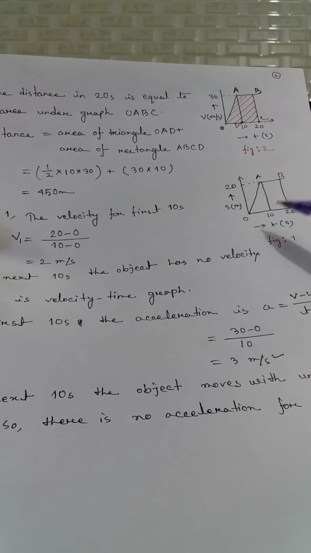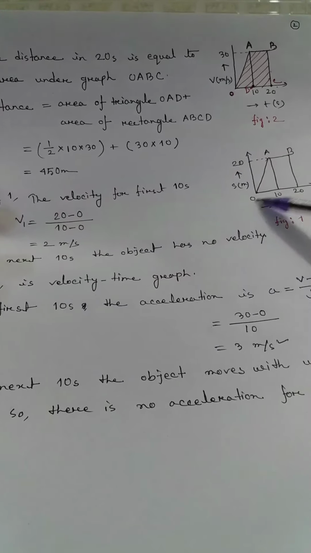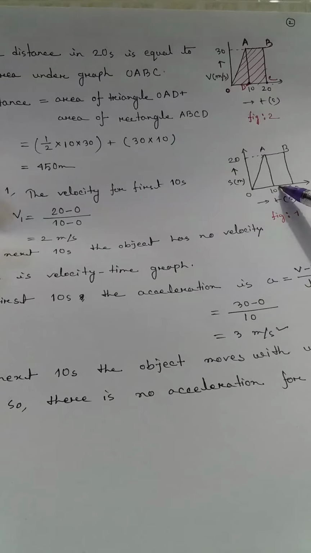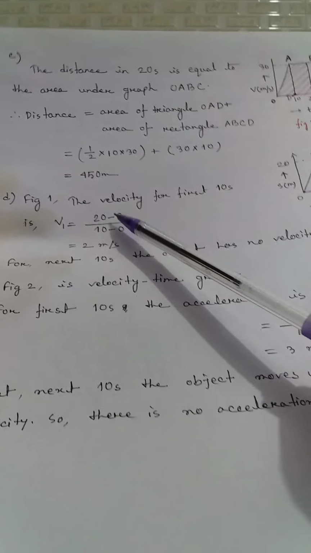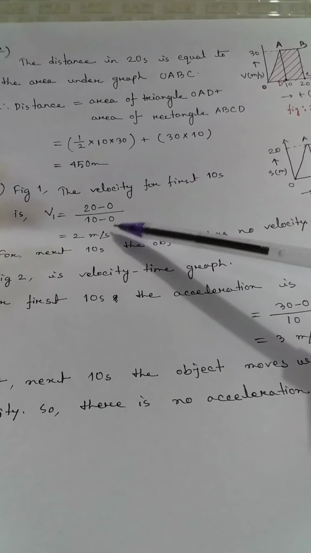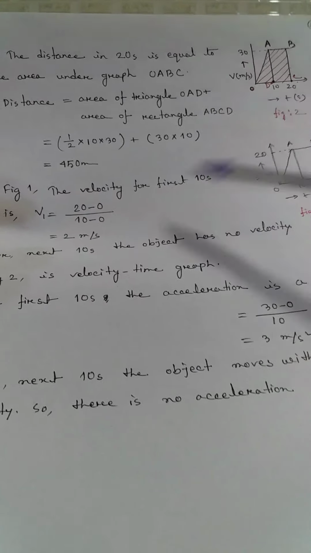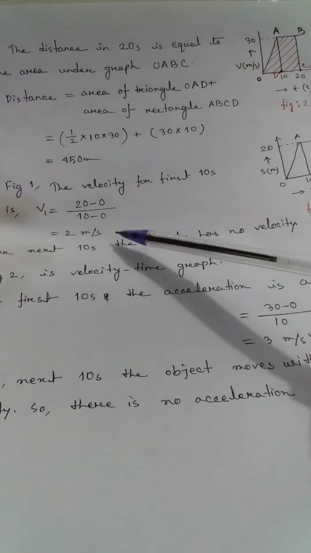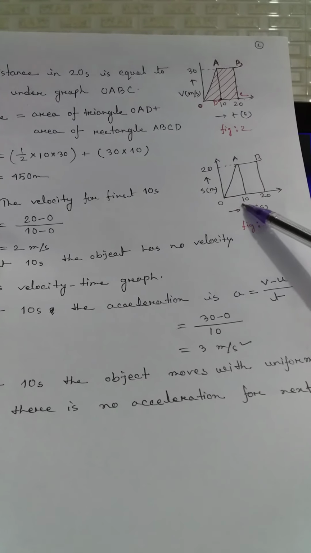If at first we want to discuss figure 1, the velocity for the first 10 seconds. If we want to measure the velocity within these first 10 seconds, that will be v equals distance divided by time. The final distance and initial distance difference, and initial time was 0 and final time was 10 seconds, their difference. Calculating, we get the value of velocity for the first 10 seconds is 2 meter per second.